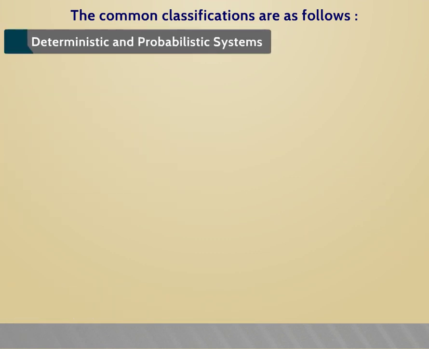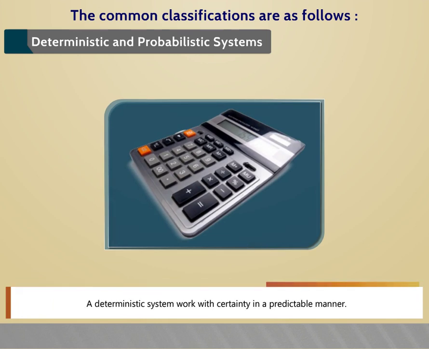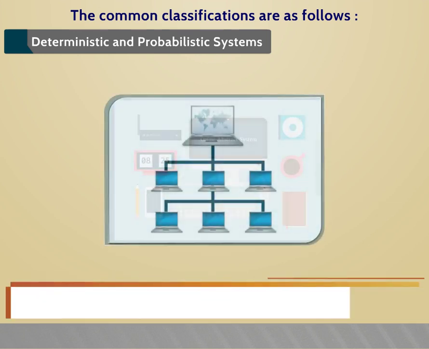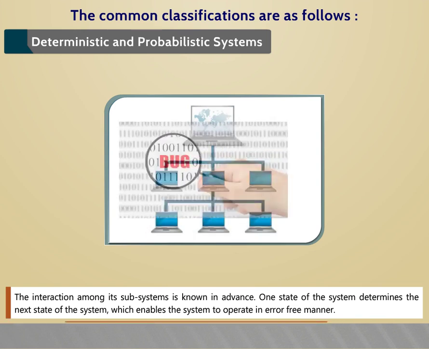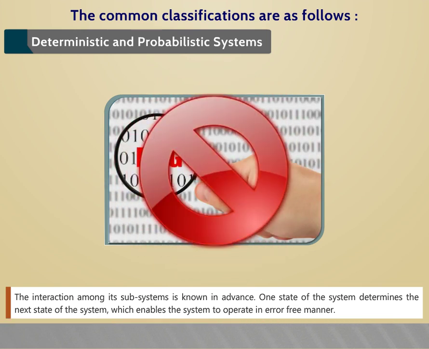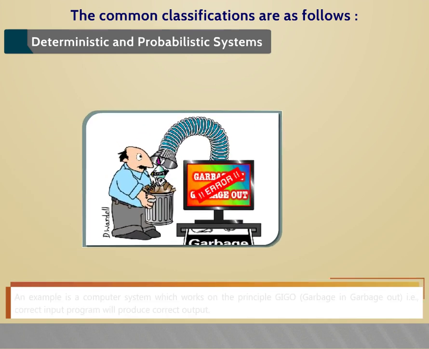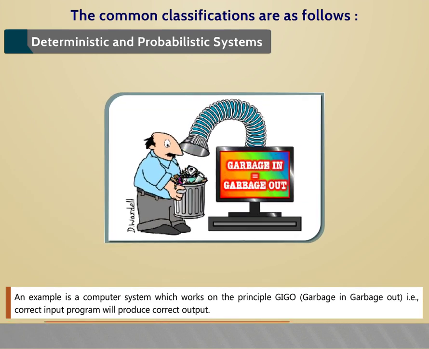Deterministic and probabilistic systems. A deterministic system works with certainty in a predictable manner. The interaction among its subsystems is known in advance. One state of a system determines the next state of the system, which enables a system to operate in an error-free manner. An example is a computer system which works on the principle GIGO, that is garbage in, garbage out, that is, correct input to a program will produce correct output.